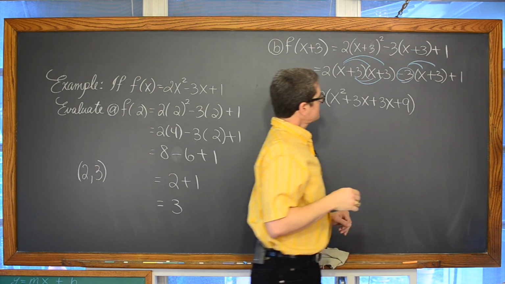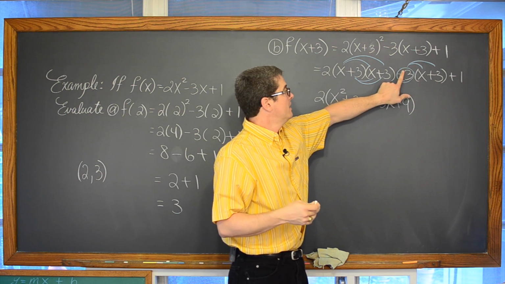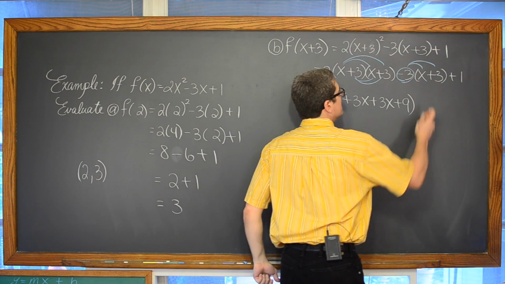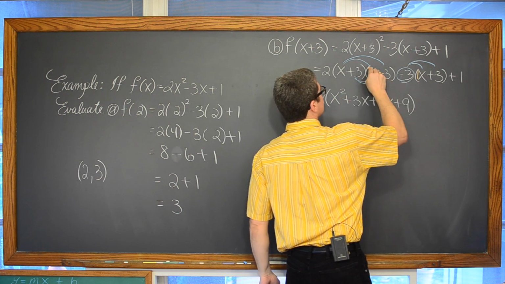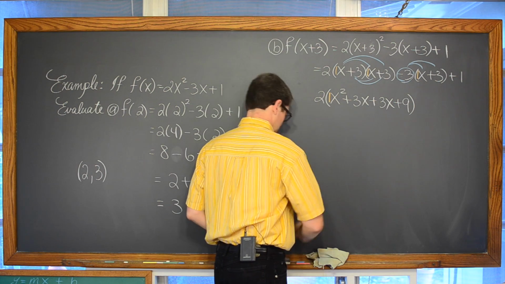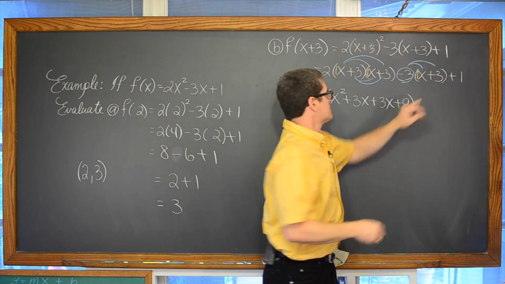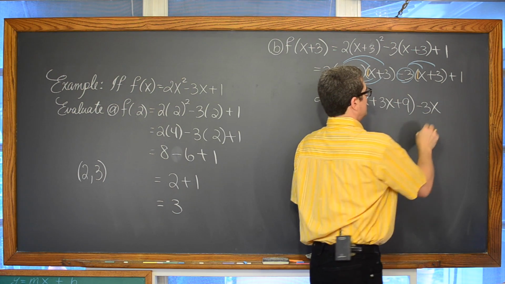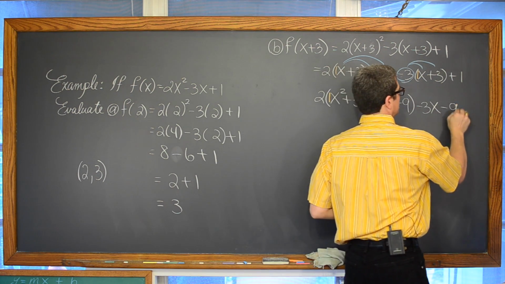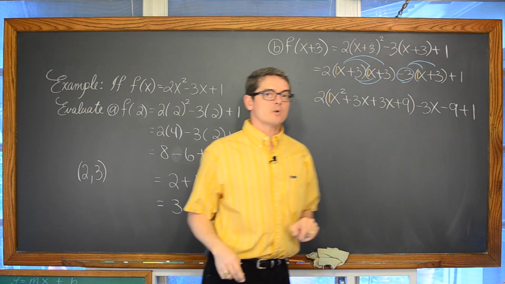I'm going to close up the parentheses because now there's a minus sign in a new grouping. Negative 3 times positive 1x. And you can put coefficients of 1 in here if you like. Negative 3 times positive 1 is negative 3x. Negative 3 times positive 3 is negative 9. Okay, so I've also distributed through that parentheses right there.